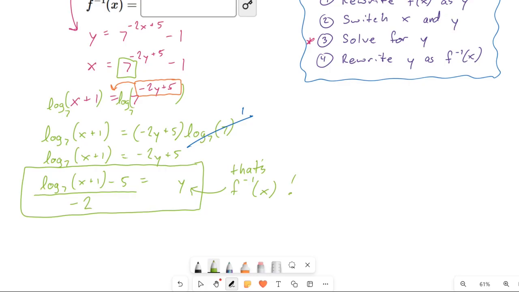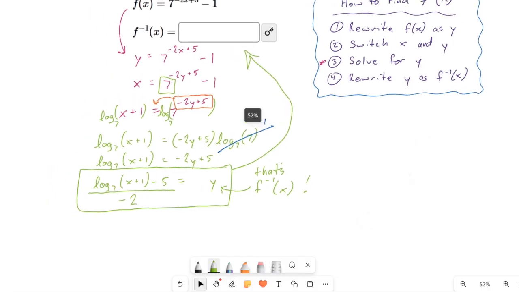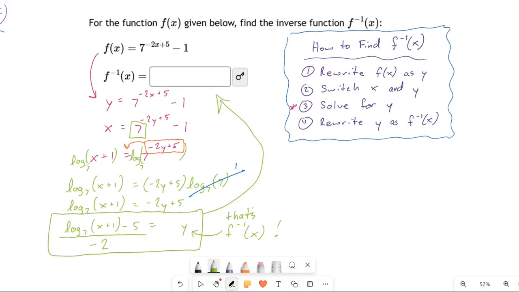So we're done. That's the answer. That's what you would write into this box up here. Okay, and that is essentially how you find an inverse. This process right here in the blue box would work for any equation. It's just sometimes the equations, the solving part, gets a little more tricky like it was here.